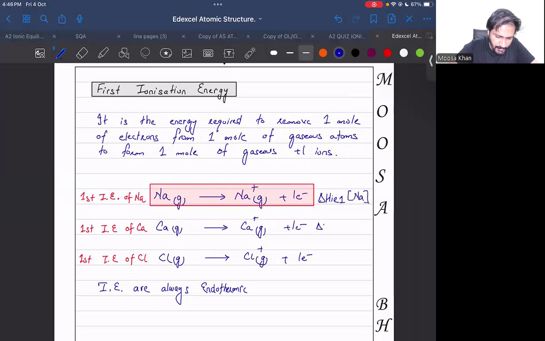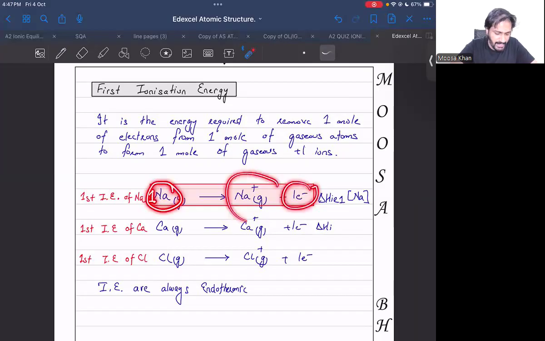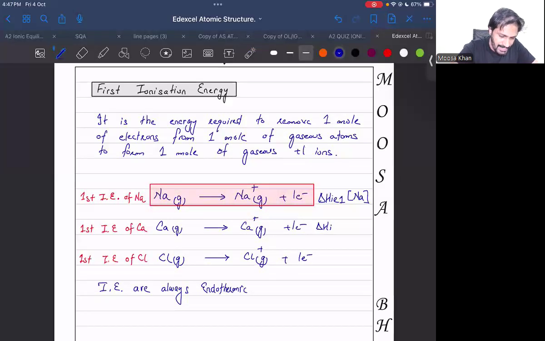Similarly, for calcium, that would be del H. Del H is the enthalpy change. I hope you guys remember what enthalpy changes are. It is the amount of heat energy absorbed or released per mole of a substance. Right now, you are supplying energy for 1 mole of sodium to remove 1 mole of electrons to get 1 mole of gaseous positive ion. So for calcium, we can write this is the first ionization energy for calcium. And for chlorine, this is the first ionization energy of chlorine. And these are the energies per mole of that particular gaseous atom.